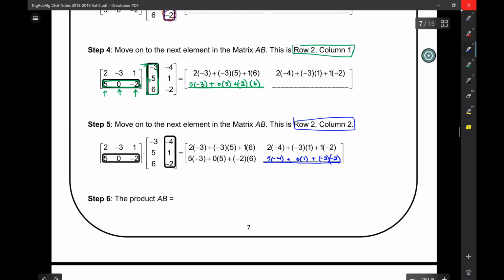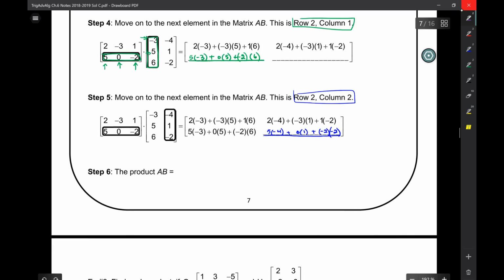All right? And finally, we're going to multiply all this in order to get our product. Basically, simplify. So negative 6, look at what we have here. Negative 6 minus 15 plus 6, so that's negative 15. The second one is negative 8 minus 3 minus 2, negative 13.